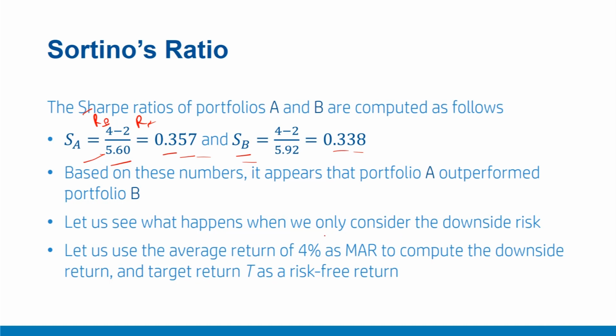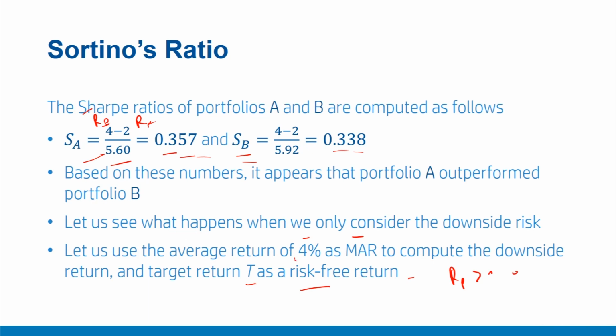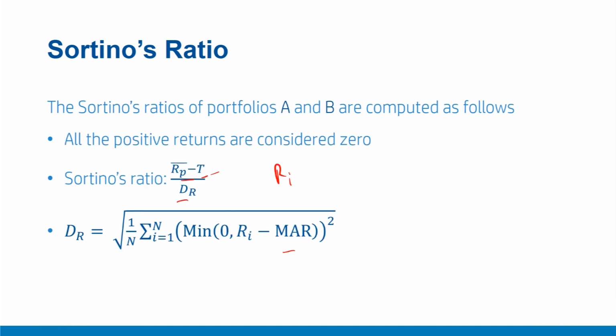Let us use a figure of 4% as the minimum acceptable rate of return to compute the downside risk, and target return T as the risk-free return. Also, in this example, we will consider all those instances where return on portfolio is greater than 0 as 0. In order to compute the Sortino's ratio, the following formulas for portfolio A and B will be employed. RP bar minus T, where T is the target return. As we said, we'll use the target return as the risk-free return, 2%. And DR will be computed against MAR, the minimum acceptable return of 4%, while keeping all those instances where portfolio returns RP for portfolio A and B are greater than 0, we'll consider those situations as 0.